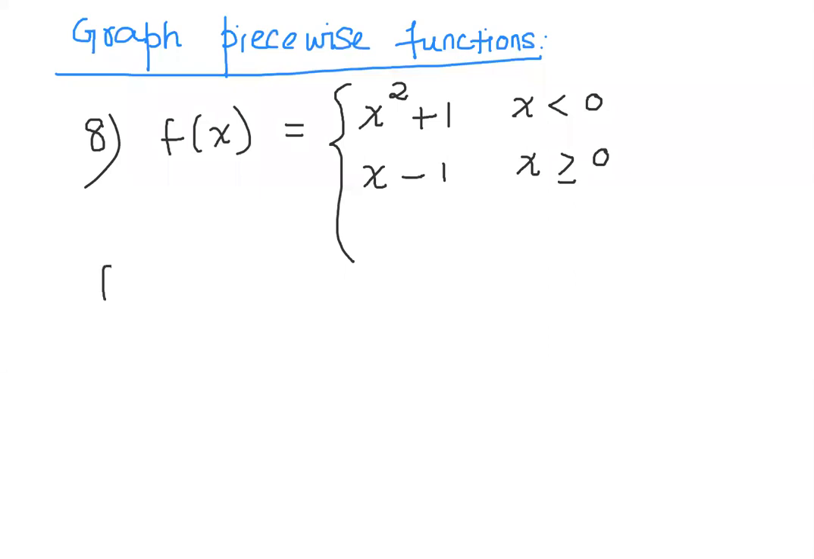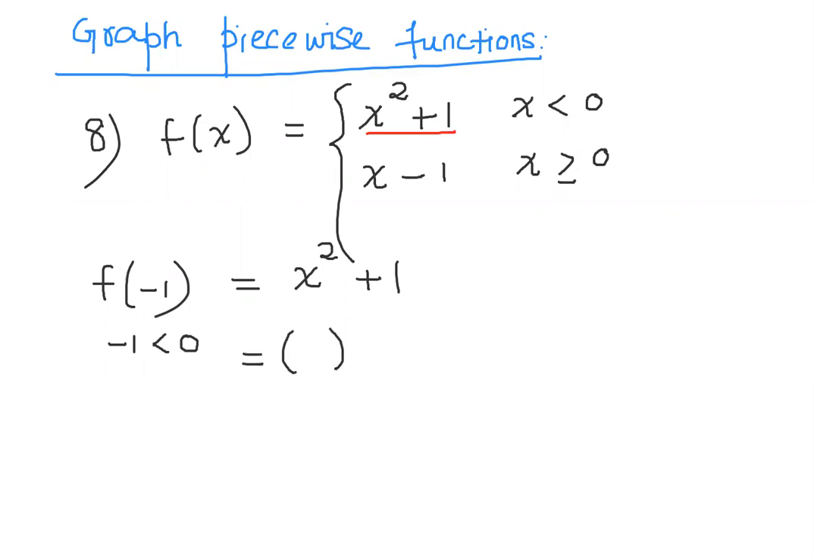So let's take f of negative 1. Okay, so is this negative 1 less than 0 or greater than 0? Negative 1 is less than 0, right? So that means it belongs to the first one. So we have to take the first one, which is x squared plus 1. In this one, we are going to replace the x by what? This negative 1. This negative 1 goes here. And so negative 1 squared is 1 plus 1. So the answer is 2. So we got f of negative 1 is 2.